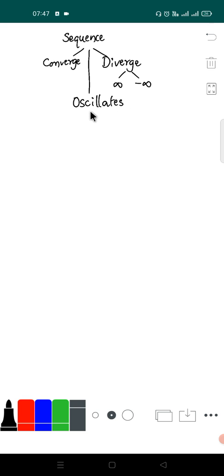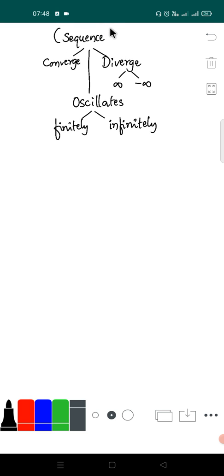In this oscillation there are two types. It can oscillate finitely or it can oscillate infinitely. Infinite oscillation means it can reach minus infinity and plus infinity as the sequence proceeds. So this is the behavior of a sequence.